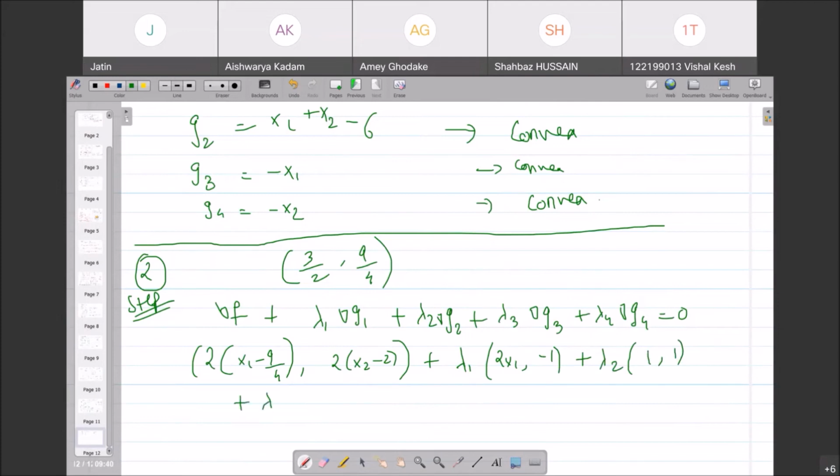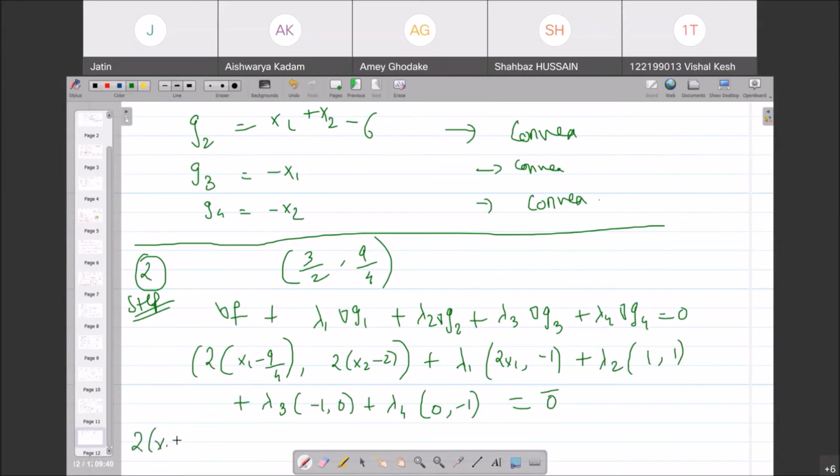Don't write, you can just see whether this is clear or not. If this is clear, just give me a thumbs up. Plus lambda 4 into 0 comma minus 1. Is this clear, whatever I have written in step 2? Okay, good. I can see some thumbs up. I have simply taken the gradient, that's all. Now, what does the first component imply?